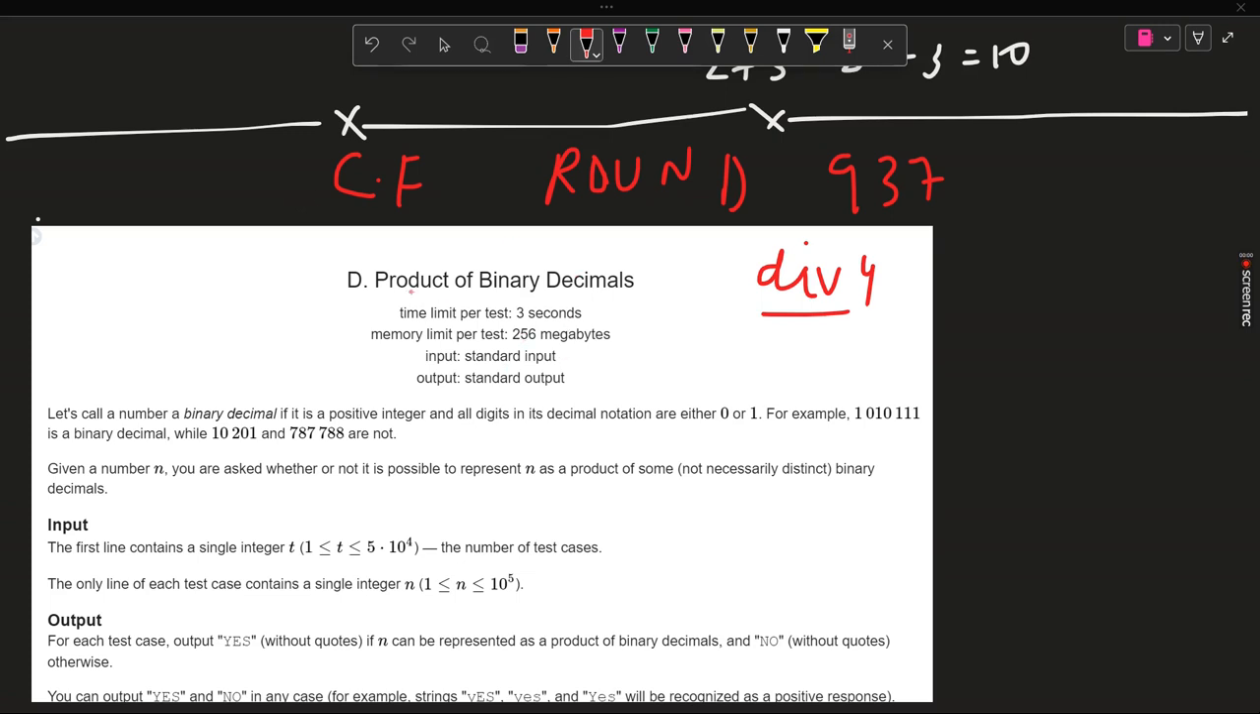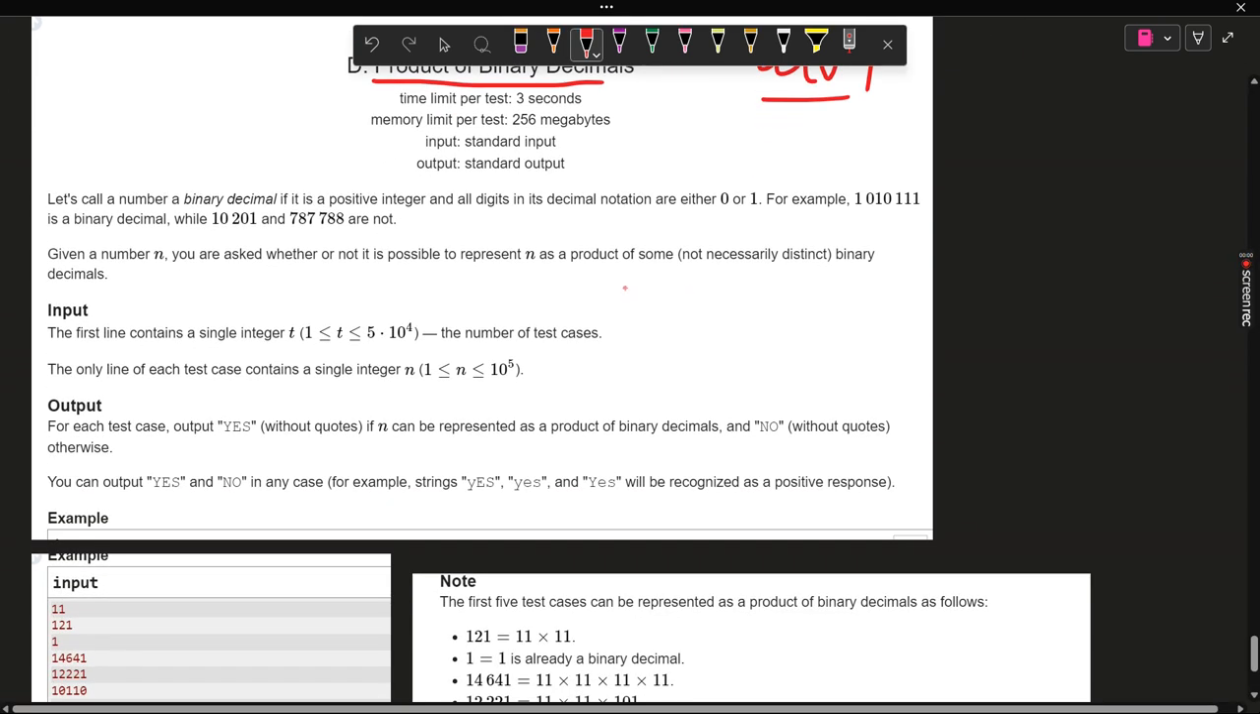Let's discuss this problem, which is Product of Binary Decimals, which has recently appeared in Codeforces Div 2 Round 937. So, okay, let's come to this problem. What is this problem saying?